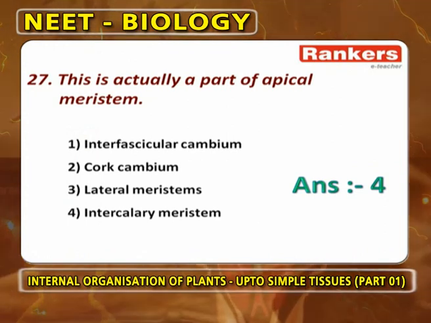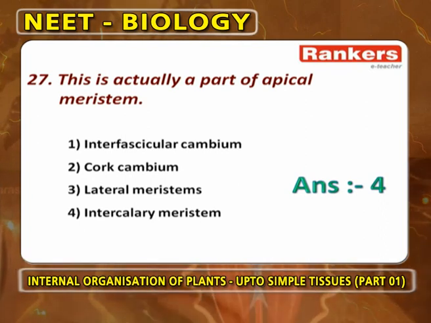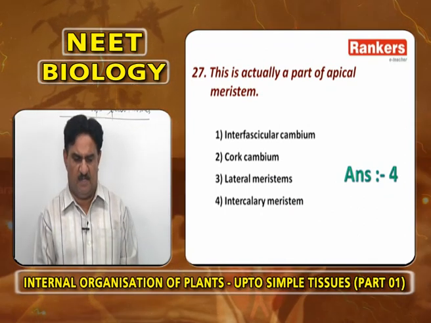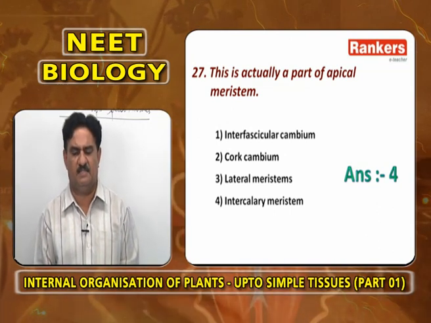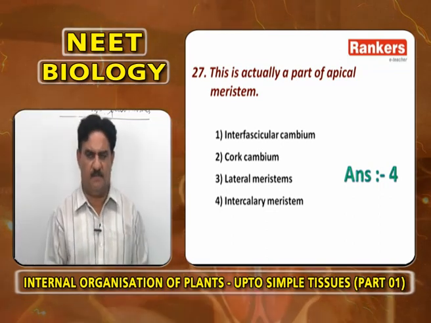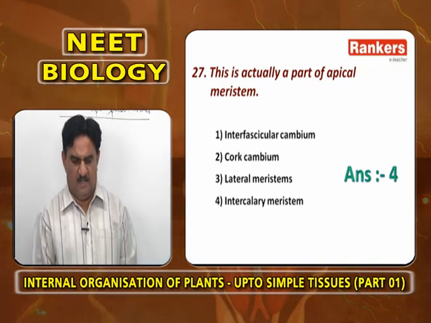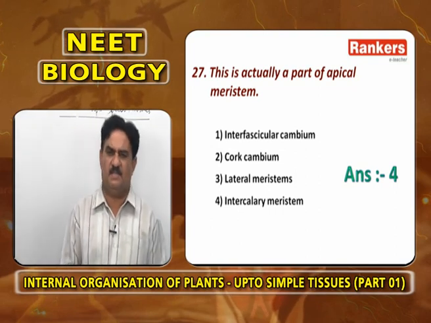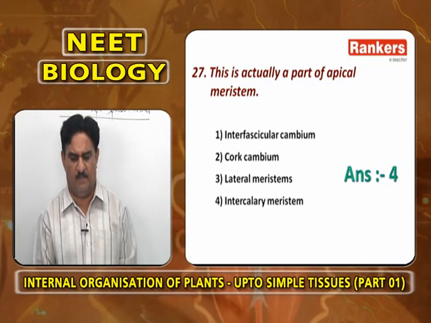This is actually a part of apical meristem, meaning in the four options, one is formed from apical meristem. Interfascicular cambium has not come from apical meristem, it has come from cortical cells of the medullary ray. Cork cambium has not come from apical meristem, it has come from the cells of the cortex. Lateral meristems are not a part of apical meristem because they are present on the lateral sides and help in increasing the girth or volume of circular plant parts.